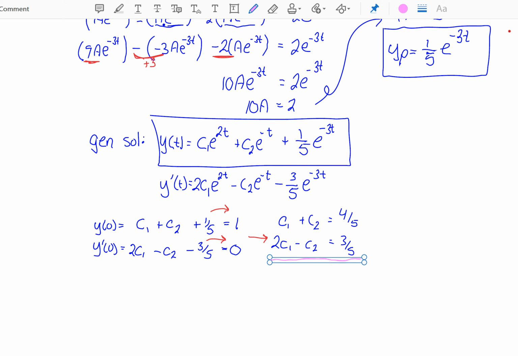Now, by the elimination method, if we were to add these two equations together, the c2's being opposite in sign would cancel. And I think we get 3c1 equals, I think that's going to be 7/5, which tells us c1 would have to be 7/15.